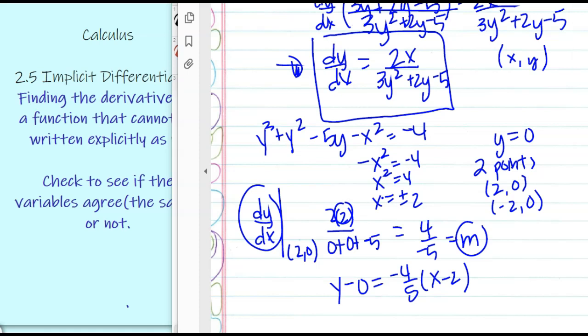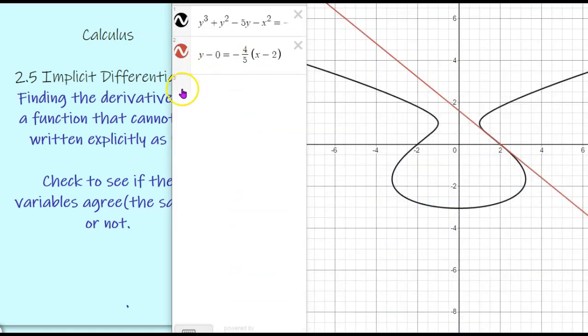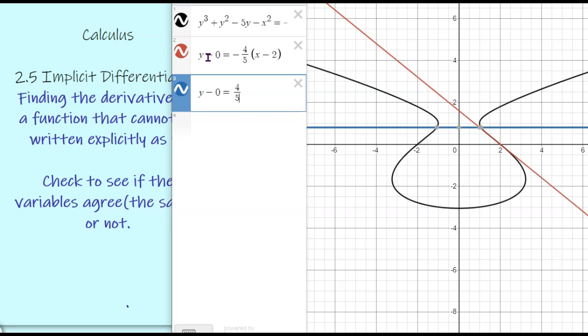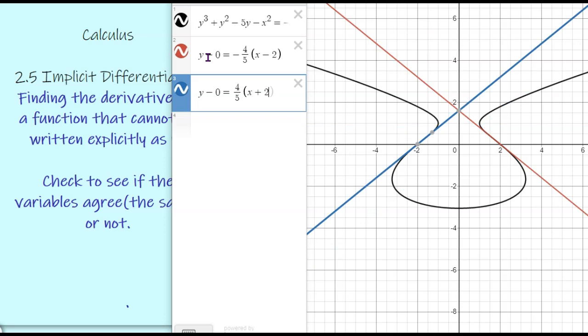Trying to make Desmos show up. There she goes. So if we typed in the same thing, y minus 0 equals 4/5, the positive slope, times x plus 2, because we're on the other side, you can see we've got a tangent line on the other side.